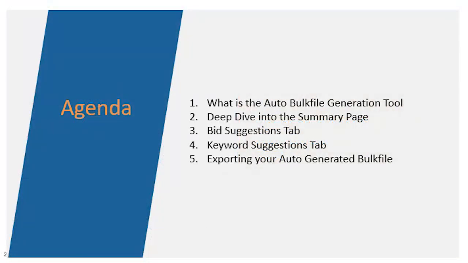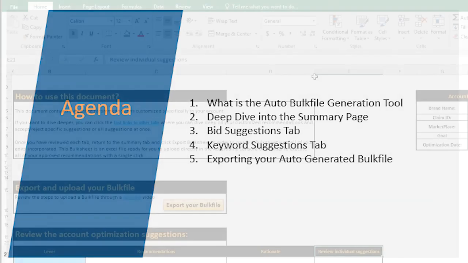This is a look at the agenda that we will be covering today. First, we will take a look at what the Auto Bulk File Generation tool is, a deep dive into the summary page, look at the bid suggestion and keyword suggestion tab, and finally, how to export your auto-generated bulk file and implement it into your account.